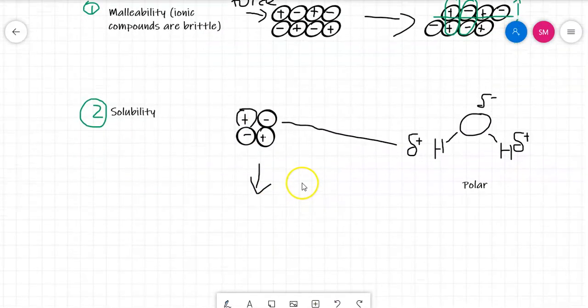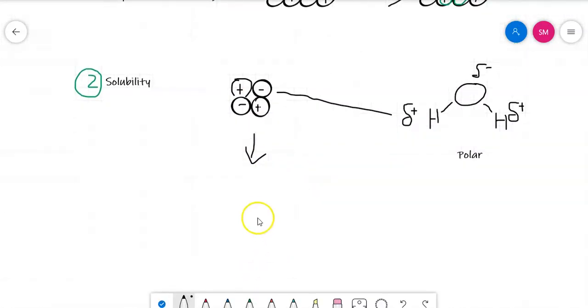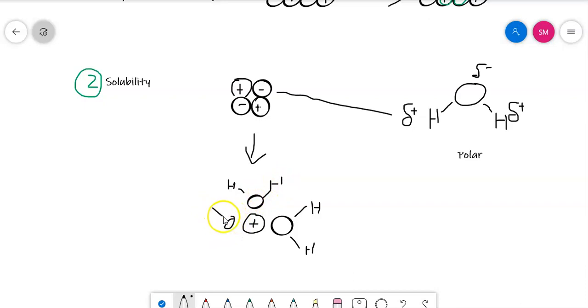So if this was a bit of salt that was placed in water, what would end up happening is that we would get positive ions. This water molecule will interact with the positive part of the salt, surround it, and pull it away from the 3D lattice that it's in. So this ion, or this cation, will end up being surrounded by water molecules. So you end up with these ions suspended in solution.